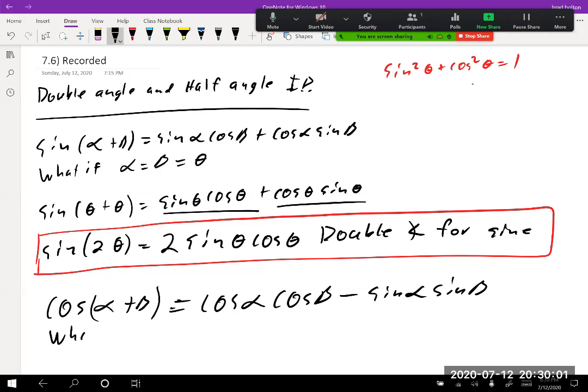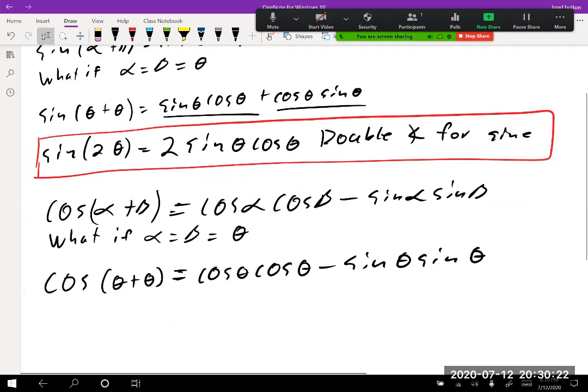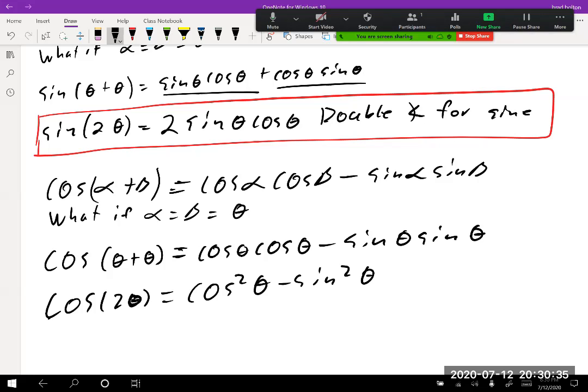But what if alpha equaled beta equals theta? So basically, once again, they're the same angle. This would become the cosine of theta plus theta, and this would become the cosine of theta cosine of theta minus the sine of theta sine of theta. But this would become the cosine of 2 theta, and that would equal cosine squared theta minus sine squared theta. So this is the double angle for cosine.